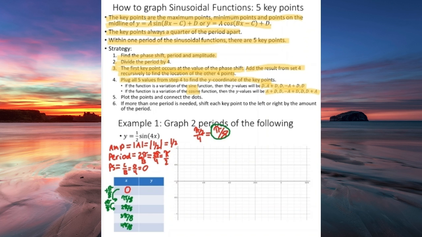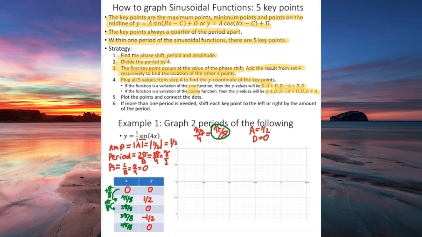You can either just plug in the values or remember the pattern. Whichever you find the easiest is up to you. The fastest would be to know the pattern. Our a is 1/2 and d is 0 since there's nothing added outside of our sine function. Since we're dealing with a variation of sine, according to our pattern, we should have 0 for the first y component, a plus d, which would be 1/2 plus 0, or 1/2, then d again, then negative a plus d, which would be negative 1/2 plus 0, or negative 1/2, then 0. And again, all of these values can be obtained by taking each x value and plugging it into our function.